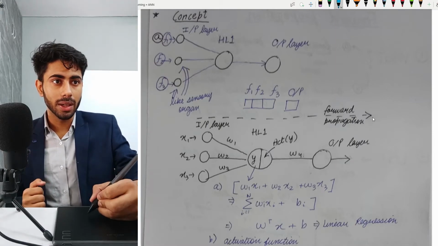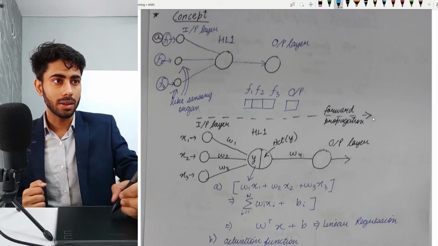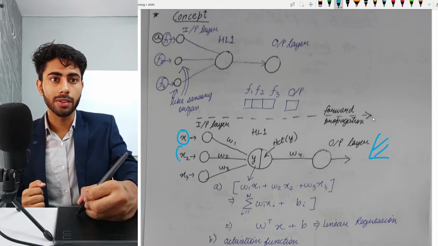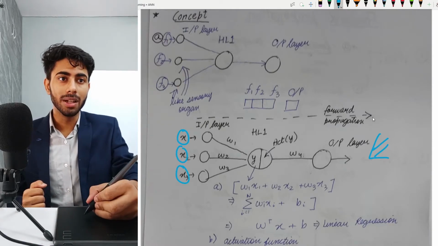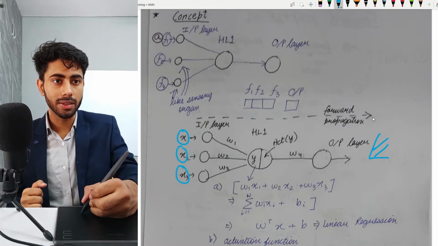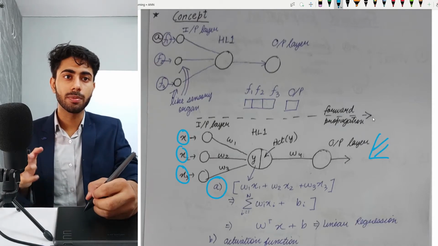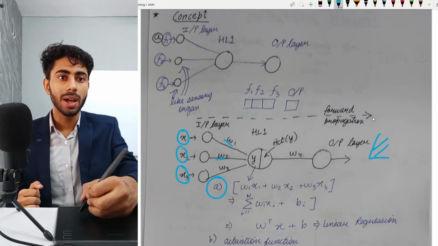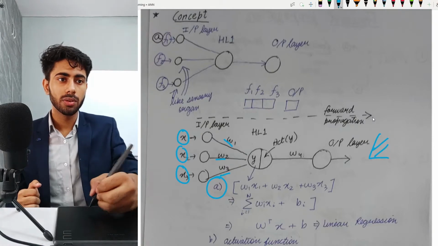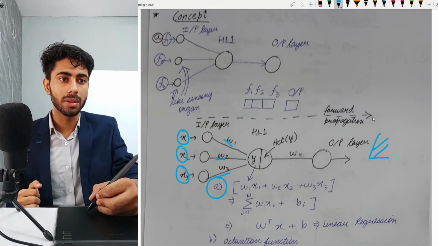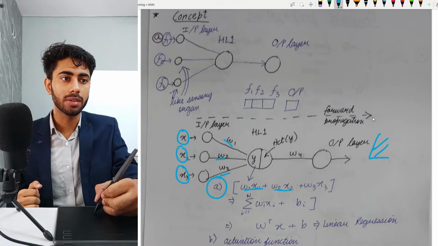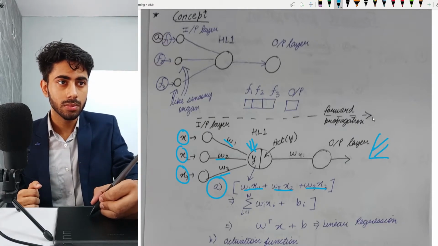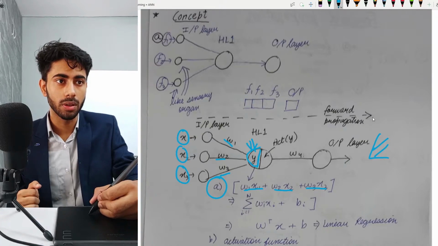For example, suppose this is my neuron. I feed input x1, x2 and x3. They get multiplied with their respective weights, and this is happening inside step 1. x1 gets multiplied by W1, x2 gets multiplied by W2, and x3 gets multiplied by W3. So you can see that W1 is multiplied by x1, W2 by x2, and W3 by x3. This happens here during the first half of a neuron.